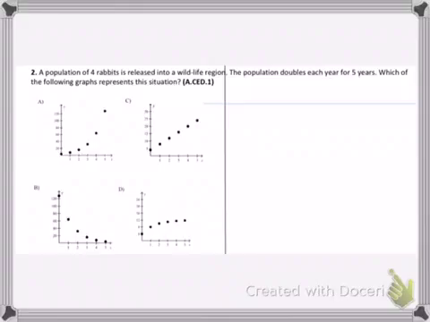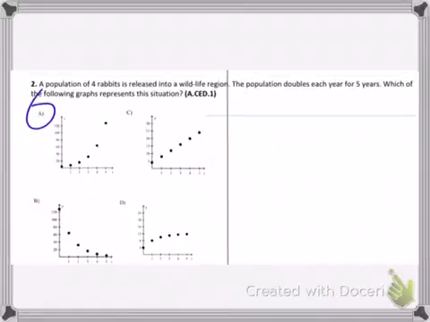And here it says population of 4 rabbits into a wildlife region. The population doubles each year for 5 years. Which of the following graphs represents the situation? Here, notice it's A because it's growing. Notice that's at 5. It's growing up.